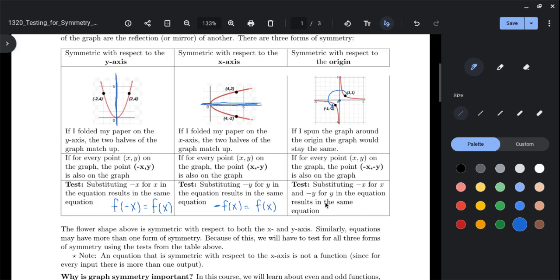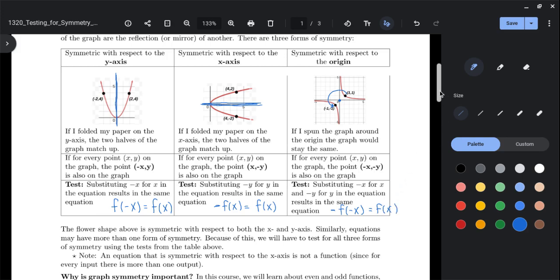And then if I wanted to test an equation for this, we need to not only substitute a -x in for our x's, but also a -y in for our y's. So again, in this same notation, if I have a negative input or a -x, and I negate the output or our y's, then we should get our original equation back.